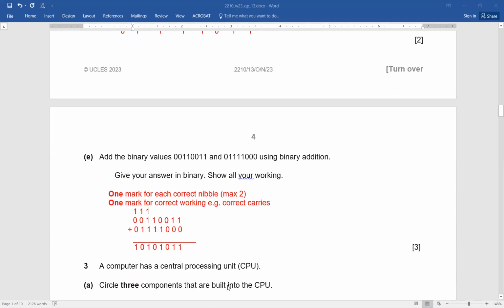Now, addition. Add the binary values 00110011 and 0001111, with 4 ones and then 3 zeros. You are supposed to perform the working, and you have to show your working also. You can see the marks division is in such a manner: 1 mark for each correct nibble, maximum 2, and 1 mark for correct working.